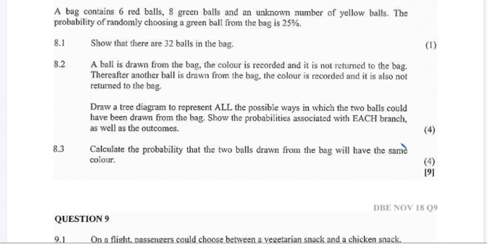All right, probability. This is revision for grade 11 probability. I think I am going to cover this question 8 and the next one, question 9, in this short video.